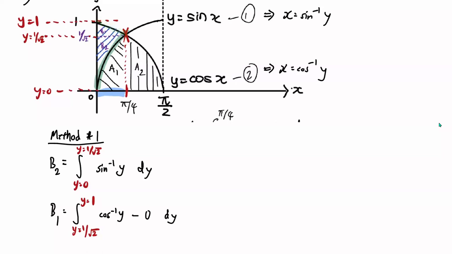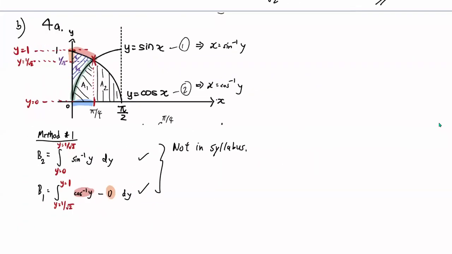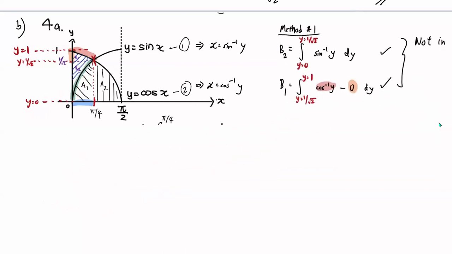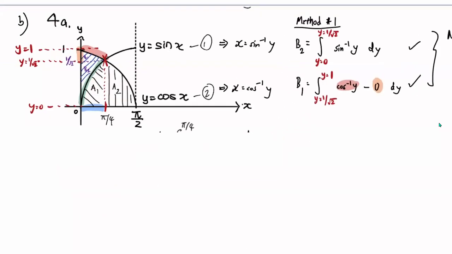Upper curve, maybe I highlight it like this. Upper curve is cosine inverse y, lower curve is 0. Okay, this is perfectly fine, but not in syllabus. Cannot integrate yet. Okay, good. Now let's move on to method 2, a method that can actually work. Let's think of a method that can actually work.